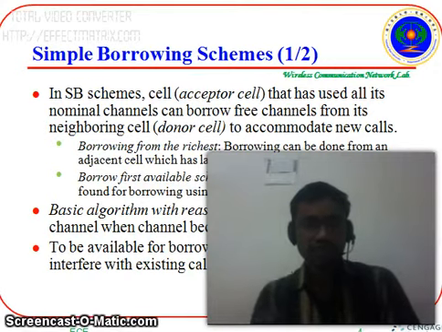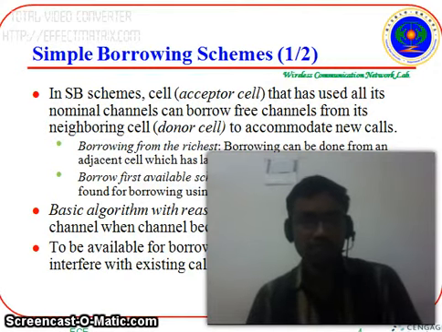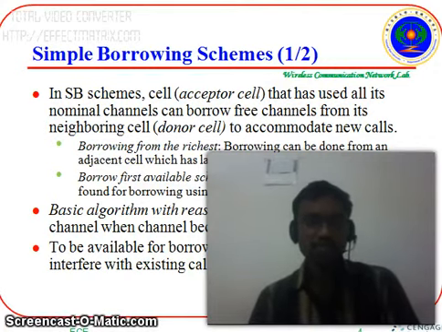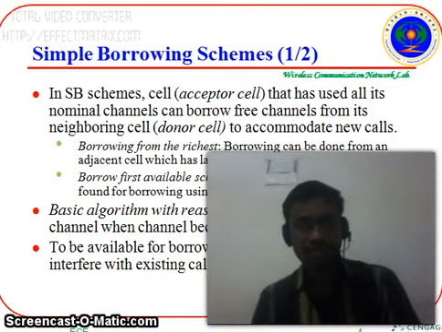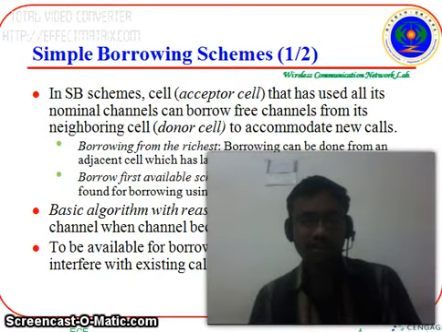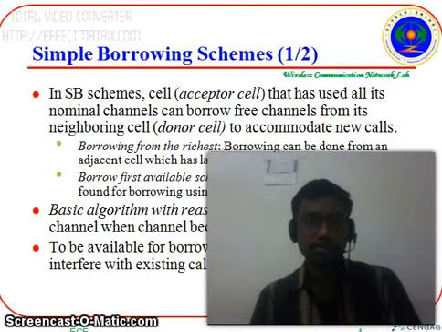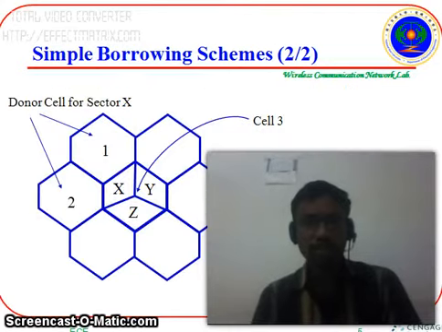Here they follow some schemes, such as borrowing from the richest. Some nearest cells having a larger number of free channels, that type of donor is called the richest. Also we can follow some basic algorithms. Once we have used the neighbor cell's channel, we return it back to the borrowed cell. Once you have used that channel, you can return it. This kind of procedure is the simple borrowing technique.